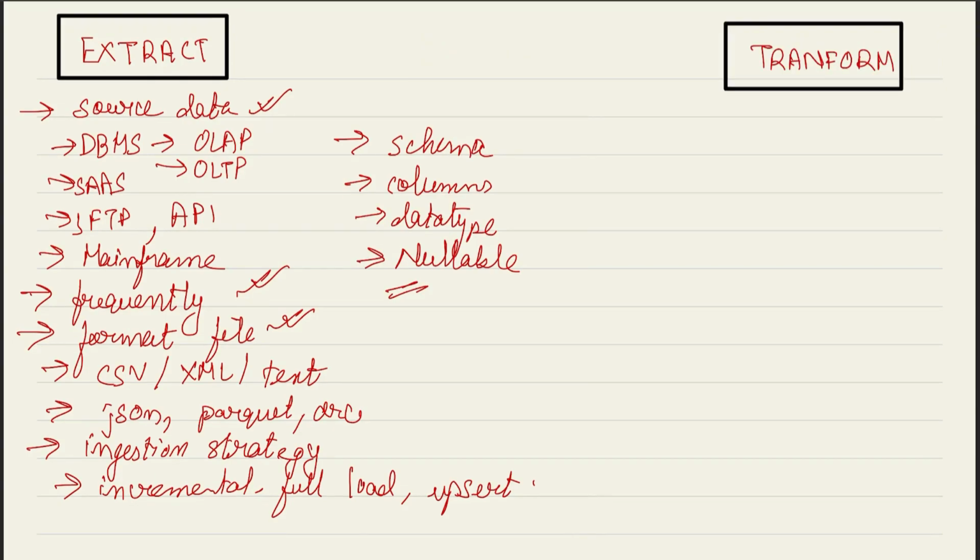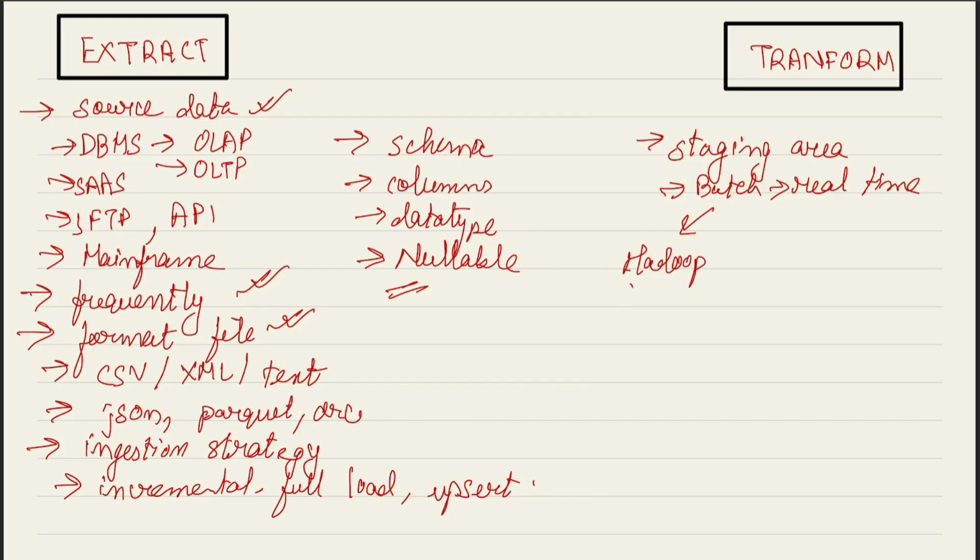Now comes the transform part. The transform part is mostly done in the staging area. In this staging area, depending on whether your data is coming in batch or in real time, you have to decide on a processing strategy. If it is batch processing, then you can process your data using either Hadoop or Spark. Nowadays, people prefer Spark because Spark is much faster, with in-memory processing. With real time, you can use Spark, Flink, or Kafka.